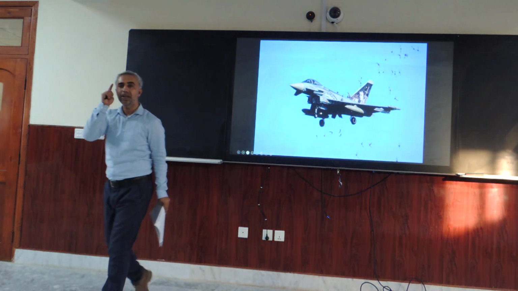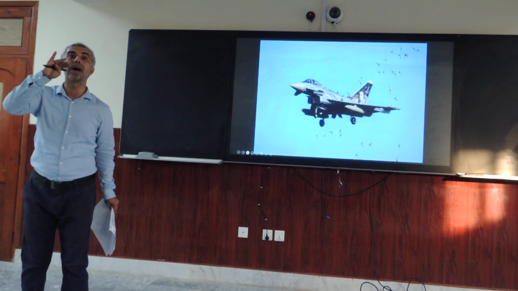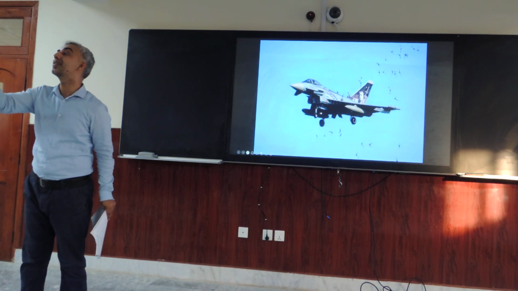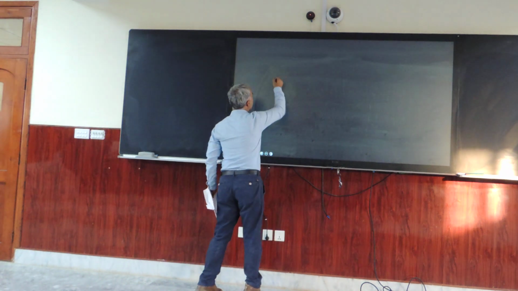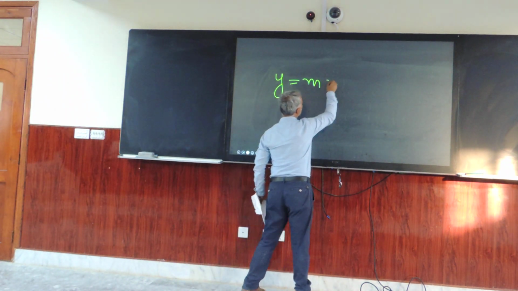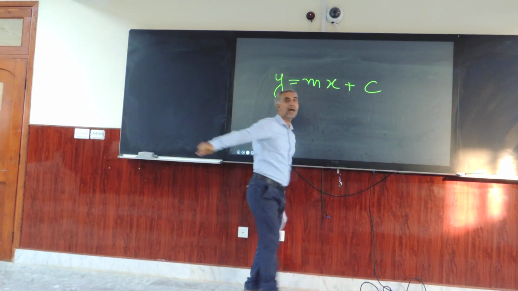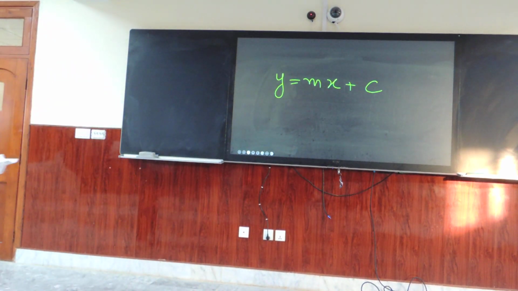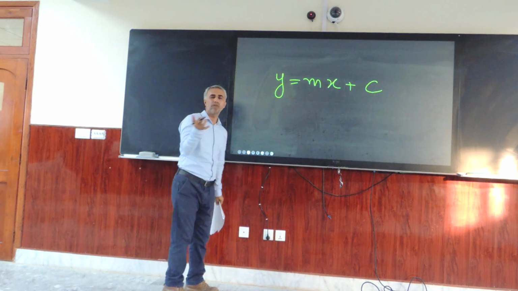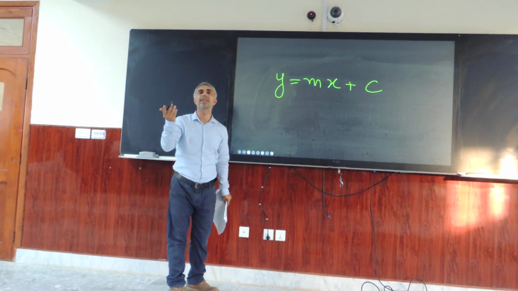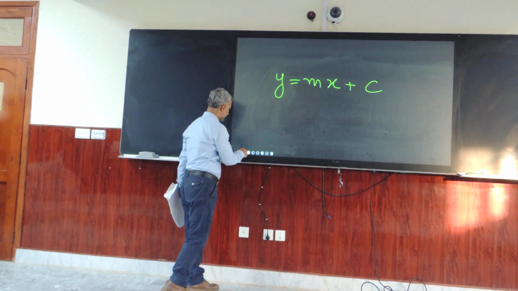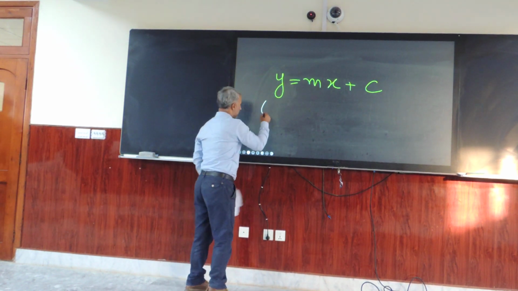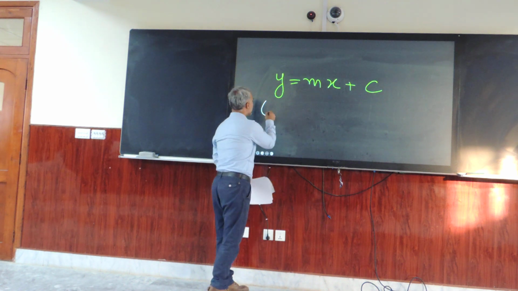Because initially we are talking about the prediction along the line. If you are talking about prediction, then first of all we should know about the line formula. Is it okay? And for example, we are considering any three points.